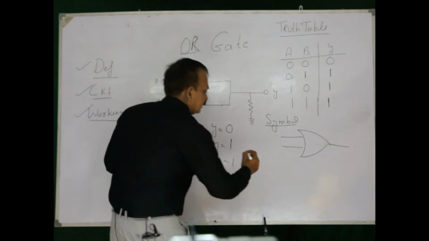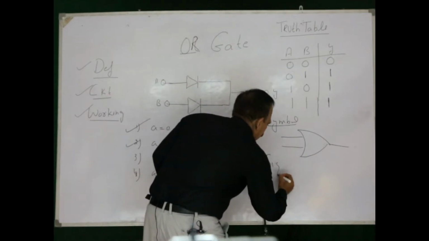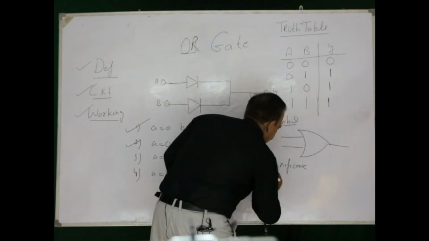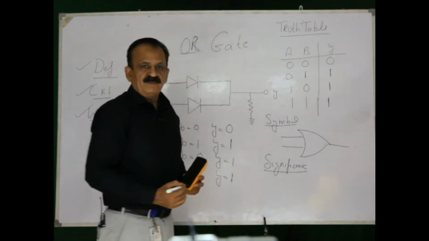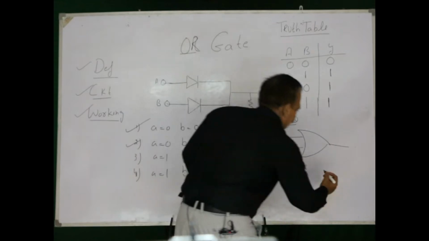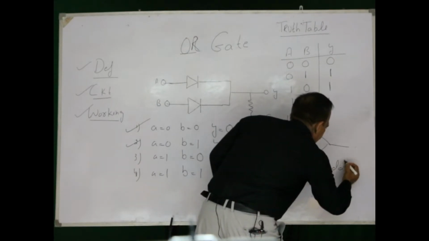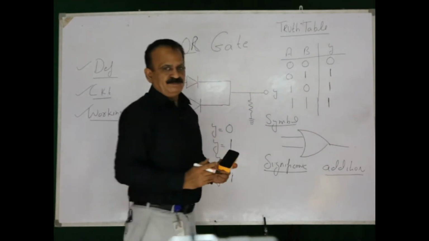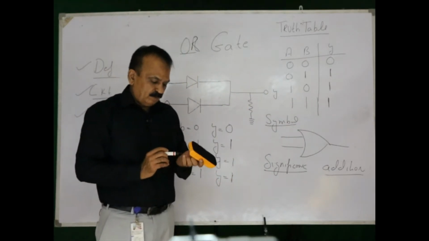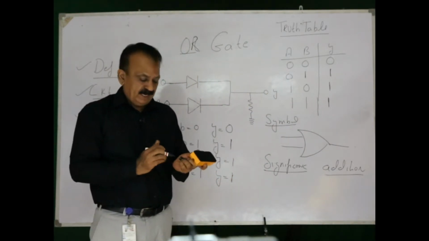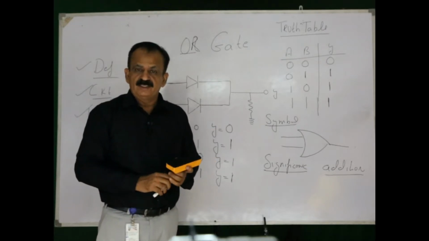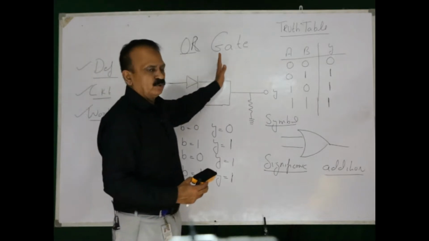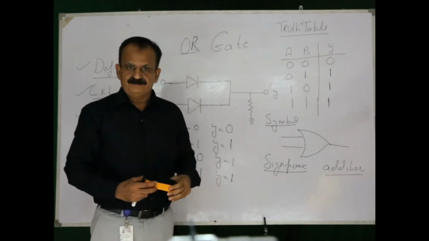The next one is significance. What is the significance of this in Boolean algebra? The OR gate represents addition in Boolean algebra. This represents the operation addition. Now whenever we use Boolean algebra and the plus symbol is used, that indicates there will be a gate, and that gate is going to be the OR gate.